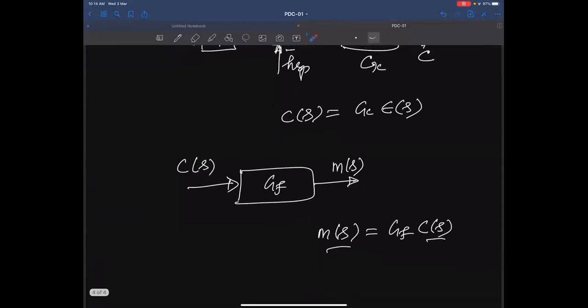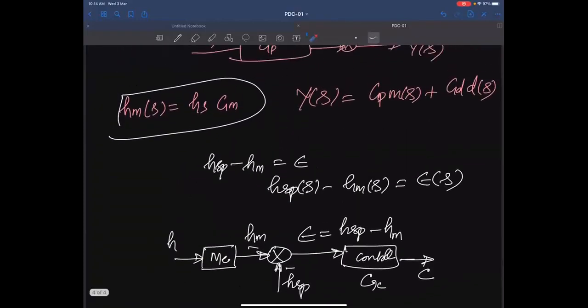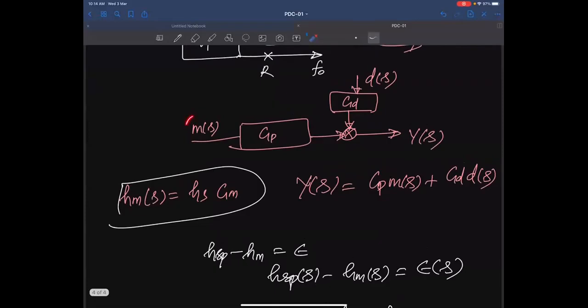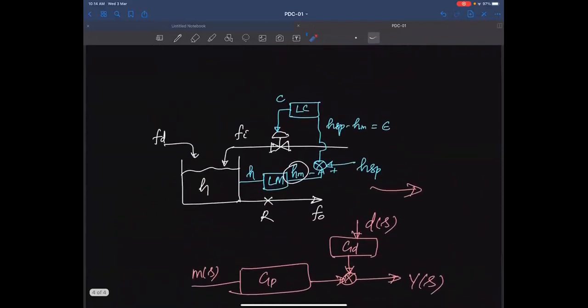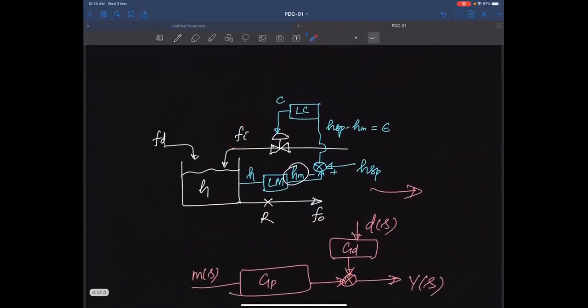So MS is the manipulated variable. MS is the flow variable actually. MS is the manipulated flow, which is actually entering the process. So this is your MS.